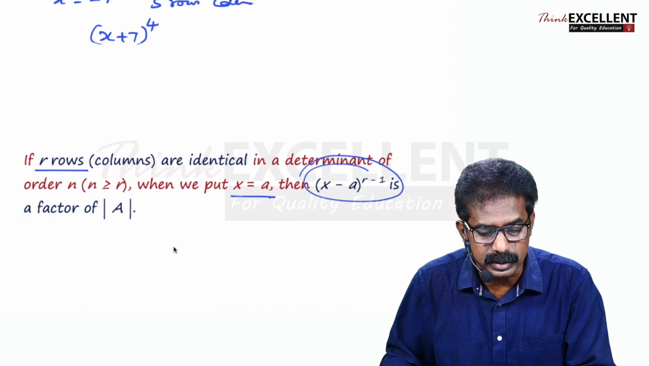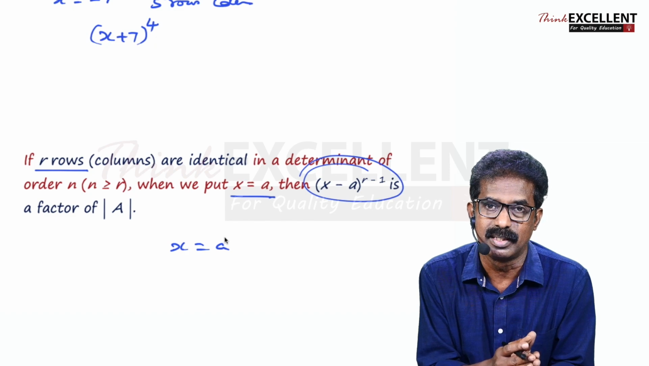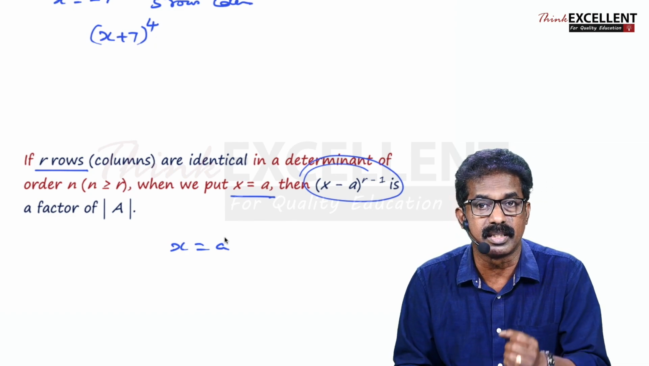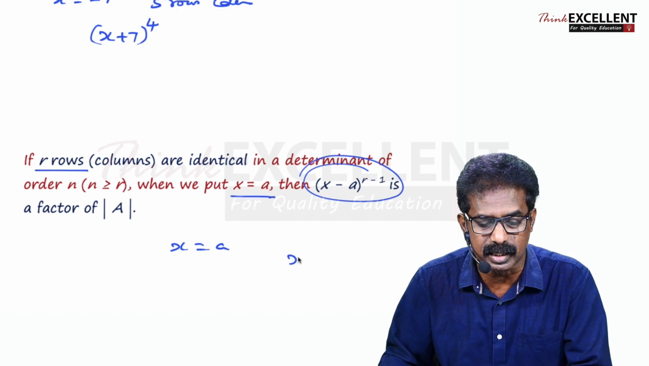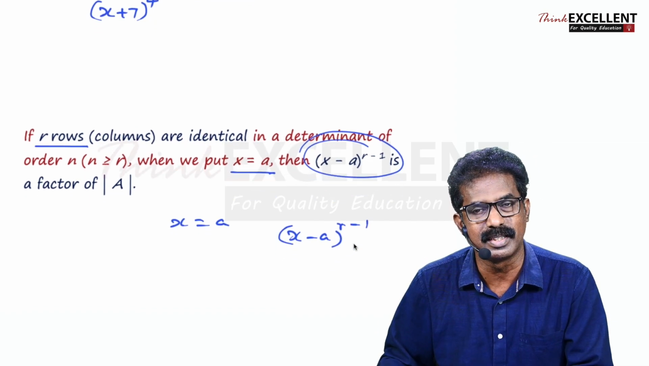What substitution are you putting? x equal to a. So x minus a is a factor. If 3 rows are identical, (x minus a) squared is a factor. If 10 rows are identical, (x minus a) raised to 9 is a factor. If r rows are identical, then (x minus a) raised to r minus 1 is a factor. That's a very simple thing.